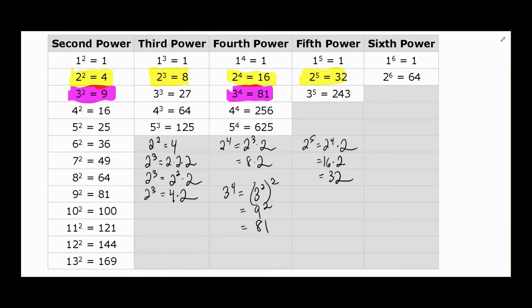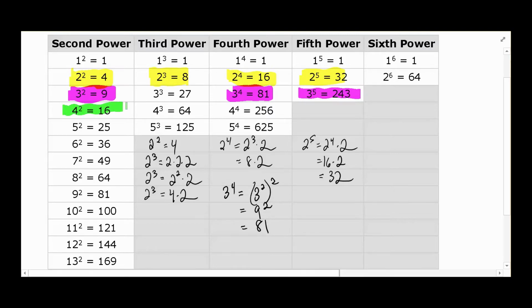As we look over towards the 3 to the 5th power, multiplying 81 by 3 shouldn't be hard, because 3 times 8 gets us 24. 3 times 1 gets us 3. So 24, then 3. 243. So that one shouldn't be too bad.